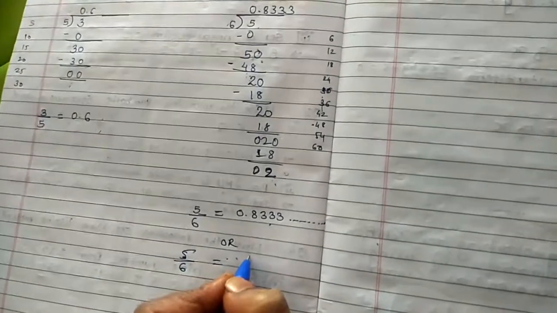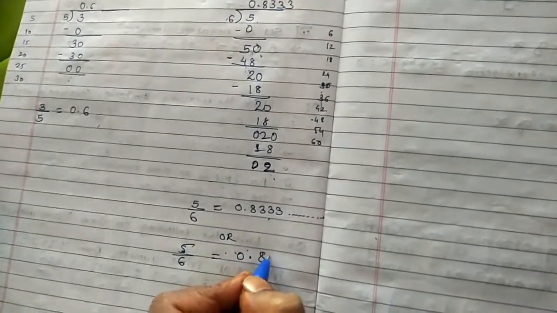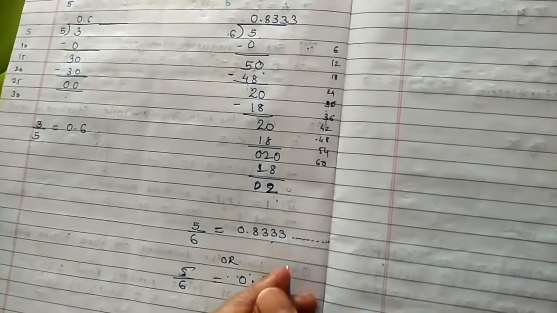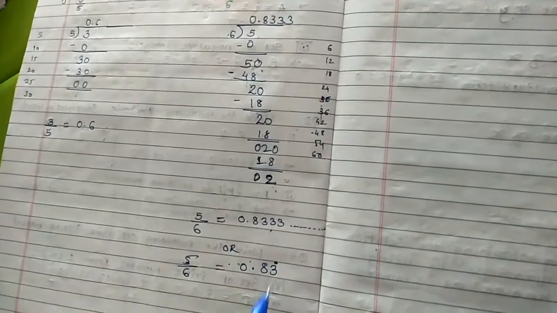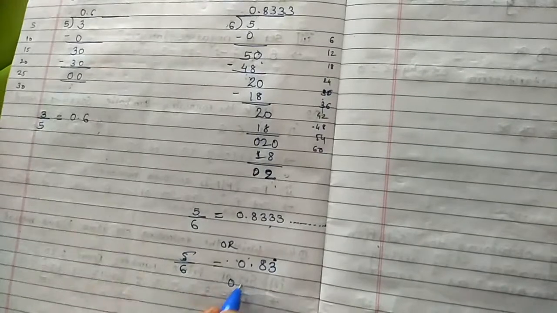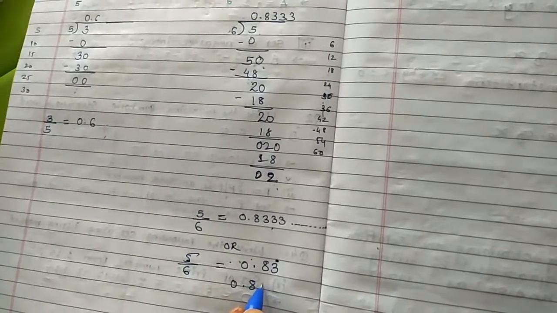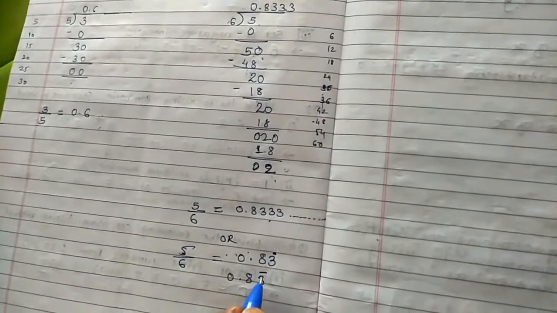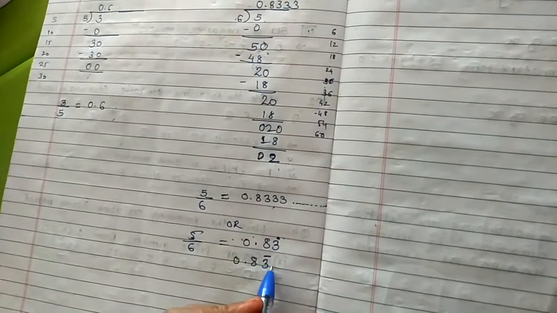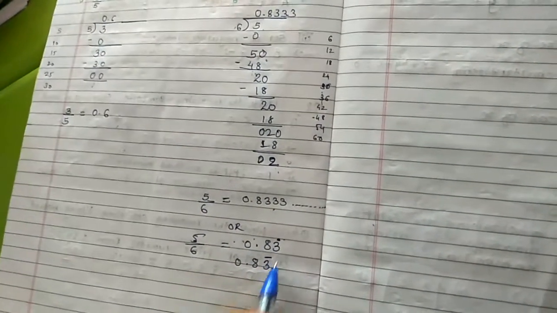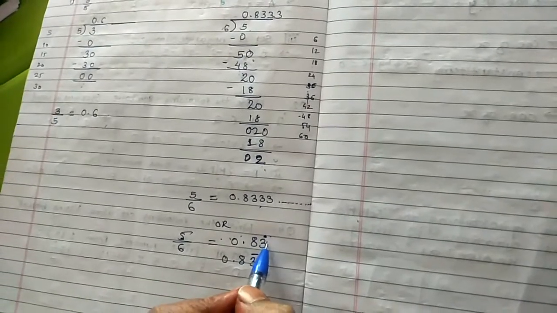5 upon 6 is equal to 0.83, and below this 3 you can give a single dot. Yeah, you can show 0.83, and on the head of the 3 you can show the dot. Yeah, you can show the dash. This represents, it means, this 3, it means what?